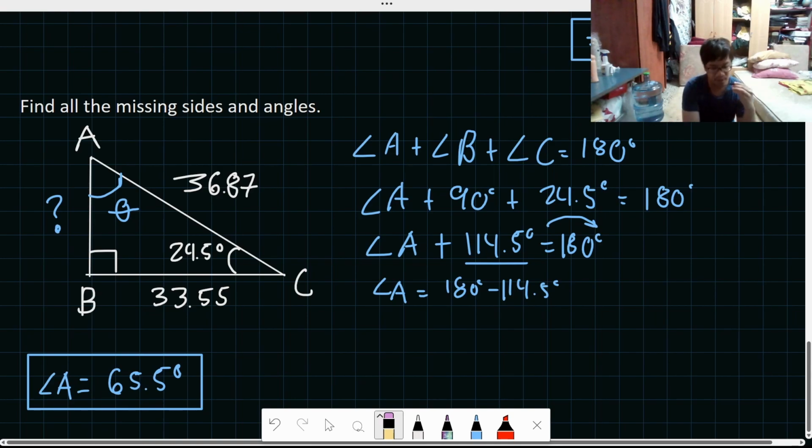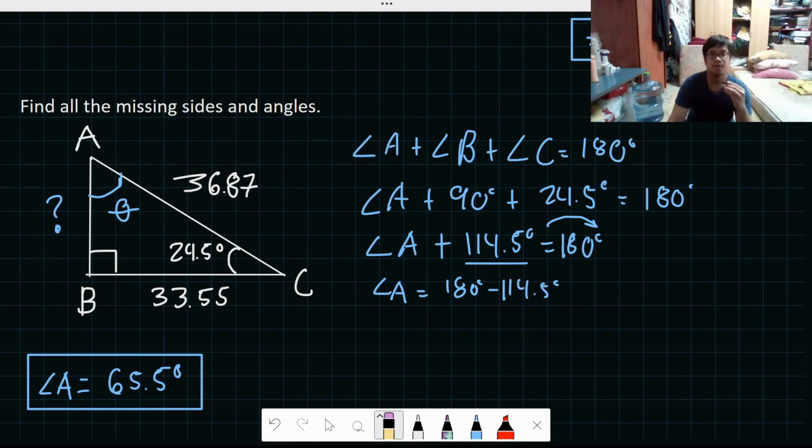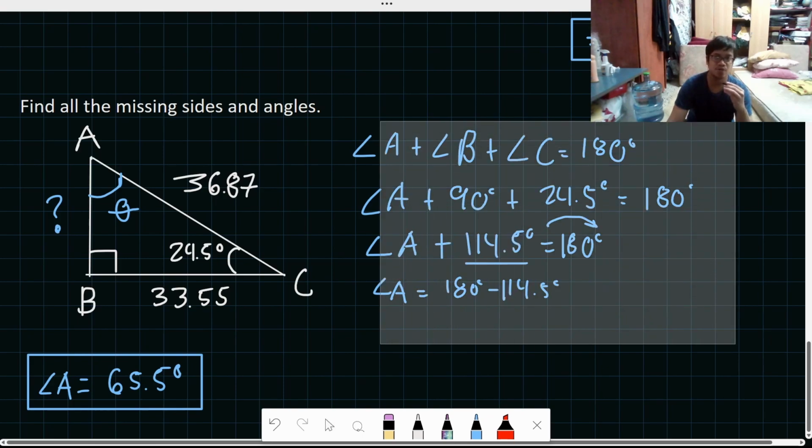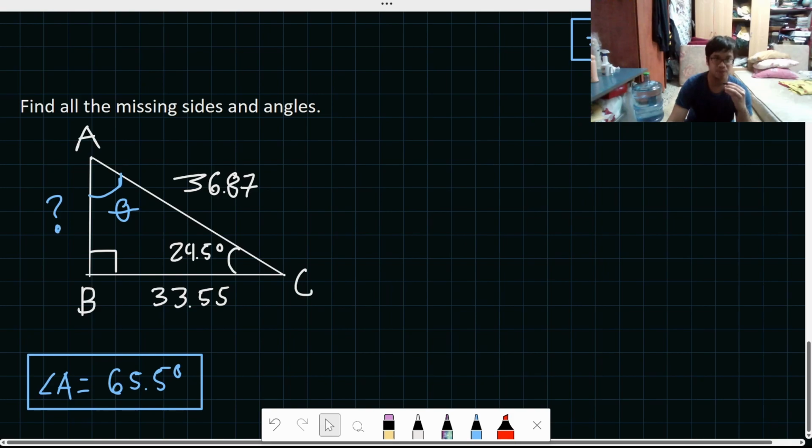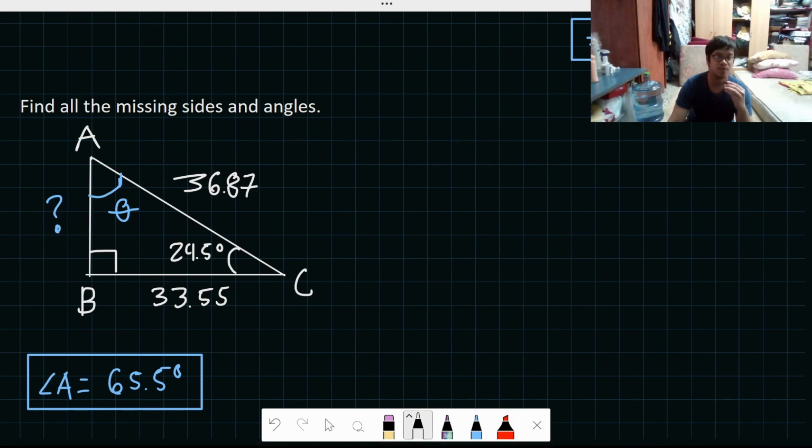Now, how about the side AB, or basically the vertical side of the right triangle? So here, there are many ways for you to get the answer. One of them is using the trigonometric ratio for us to find the vertical side of the right triangle, which is AB. Yes, we can use that. And then there's another method, which is finding the components of your diagonal side.